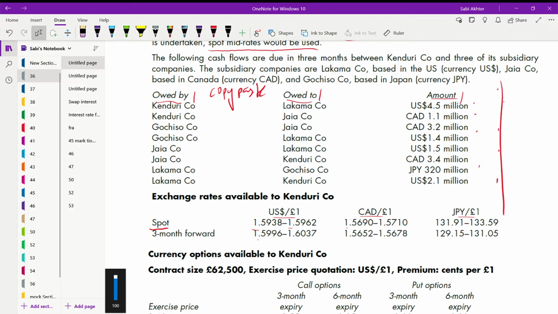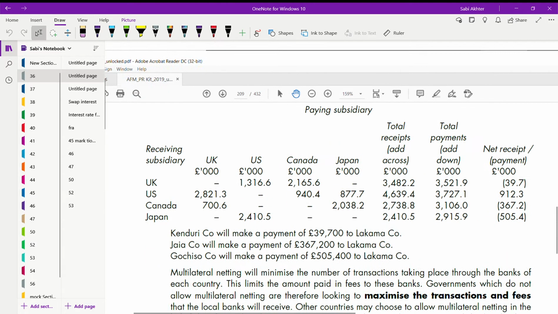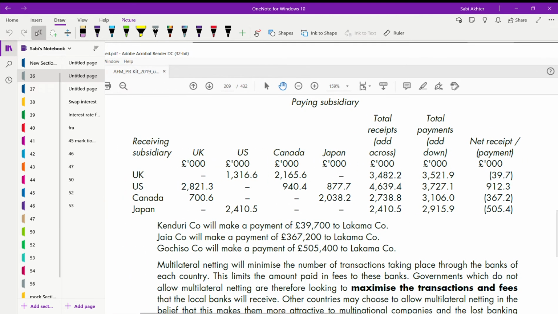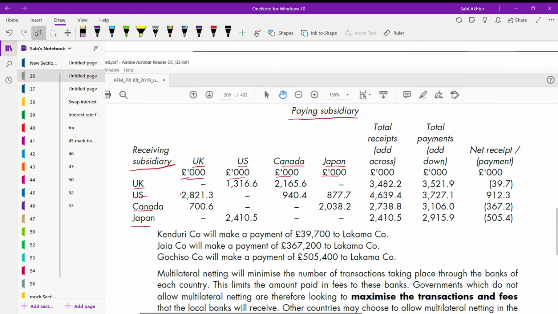Once you have done this, the next step you have to do is make this table. As you can see here, paying subsidiary will be on this axis, horizontal axis. Receiving subsidiary will be on the vertical axis, downwards, and that will be across. So write all the countries: UK, US, Canada, Japan. Same order right here: UK, US, Canada, Japan. 4 countries are here, 4 countries are there. Like this, it has to be this. And in pounds, if you're writing in thousands, write the currency up and then write the amount. Which amount you're writing here? The amount after you convert. Here the conversion is not shown, okay, but you can see.